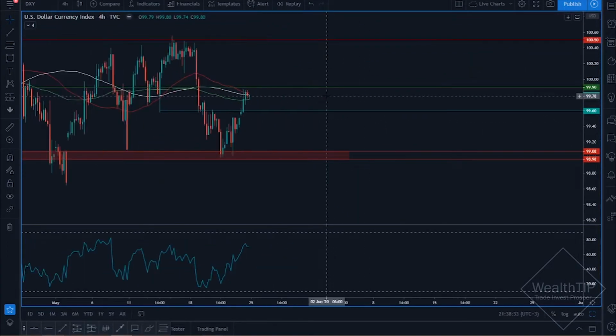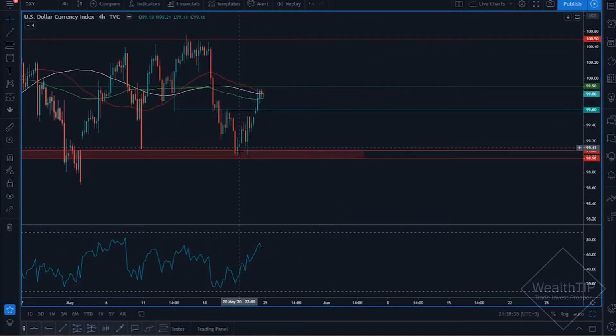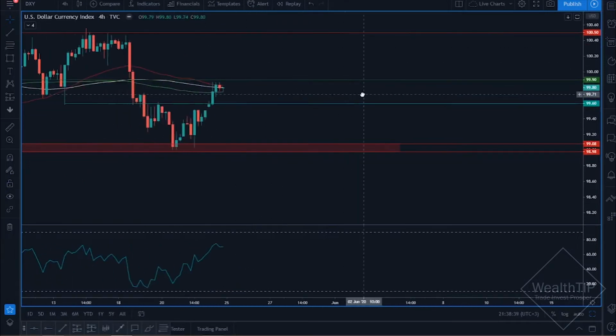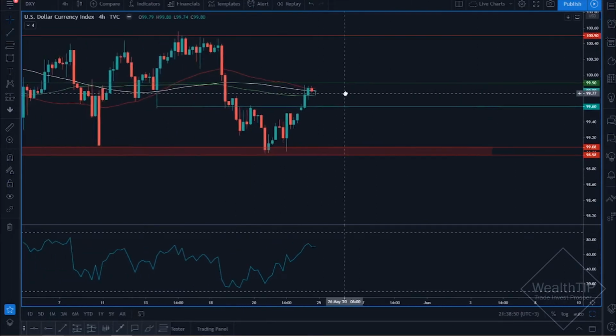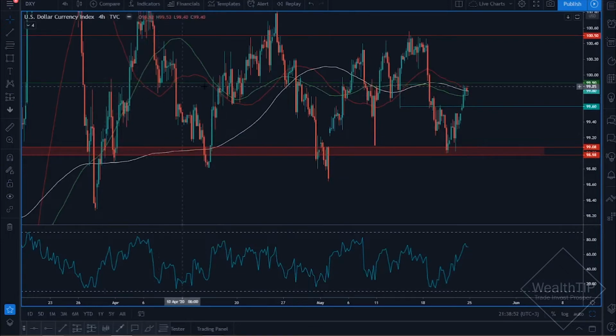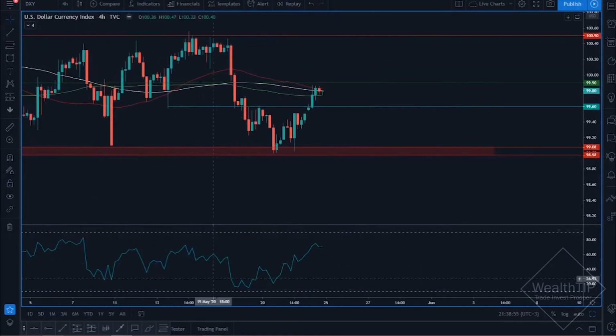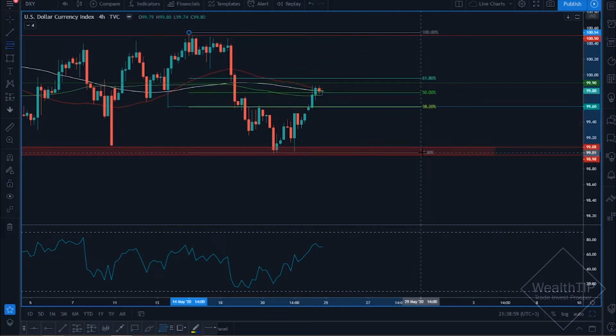One of the first things that catches my eye is that although we had this very nice run to the upside, I am very mindful that we've run into quite a bit of resistance over here in the form of the EMAs, as well as this specific 990 resistance level that we can trace back onto the 4 hour time frame. Also, if we get the fib involved, we can see more or less a retracement between the 61.8 and the 50% retracement.